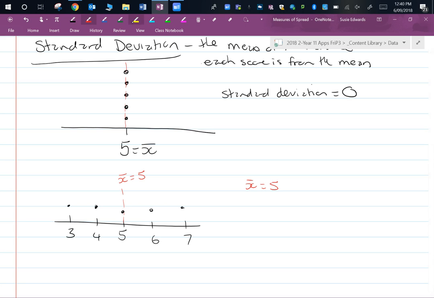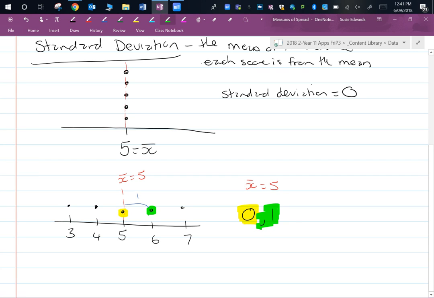Now let's look at each point. I'm going to highlight it. Okay, so this point here, that person got 5. How far away from the mean is that person? 0. So we've got a 0 there. That's our yellow point. Everyone got to there? All right, so now if I look at the green one, how far away is that from the mean? 1. Okay, it's 1 away from the mean, so another score is 1. That's the green one.